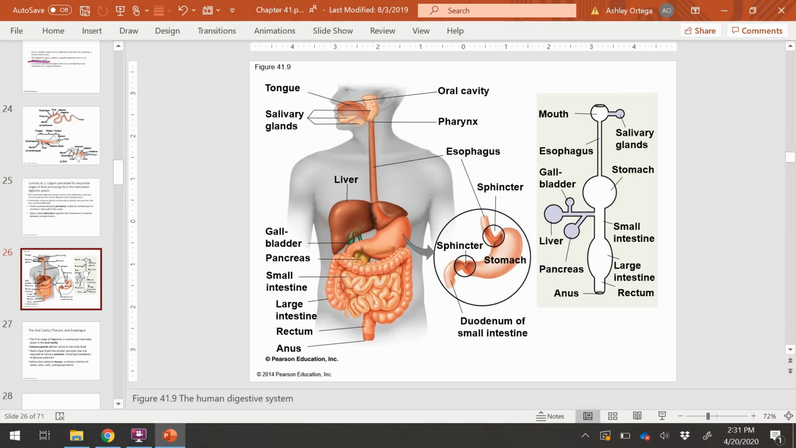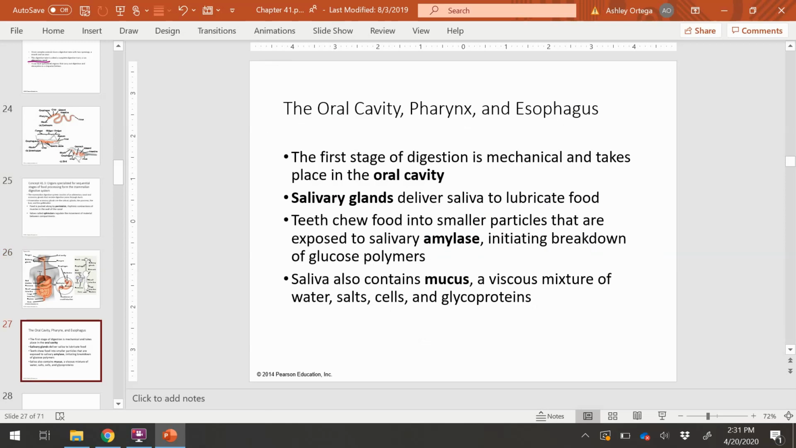And so here you can see the human digestive system. So the starting point is the oral cavity. From there it goes to the pharynx, to the esophagus, then to the stomach. And from the stomach, it'll go to the small intestine, then the large intestine, then the rectum and anus. So we'll look at those different compartments along with the accessory glands of liver, gallbladder, pancreas, and salivary glands.